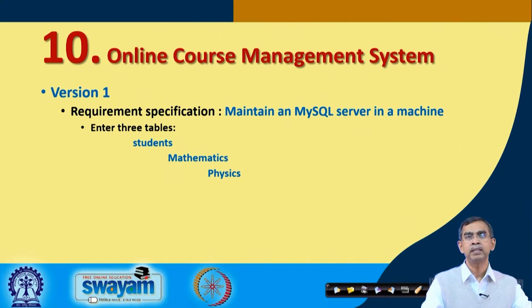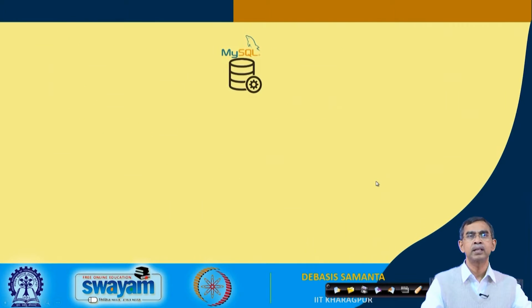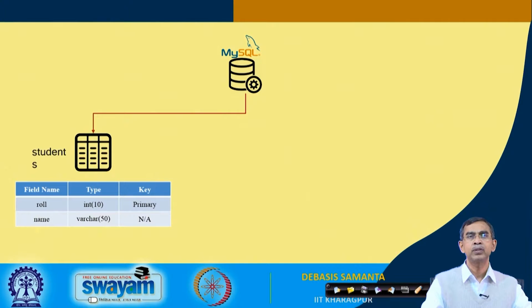So, the student table is there, the maths table is there, and the physics table is there. Three tables are to be maintained in the MySQL server. Whenever the database administrator maintains these tables, we have to fix the table database. So, I have given an idea about how the database tables look.